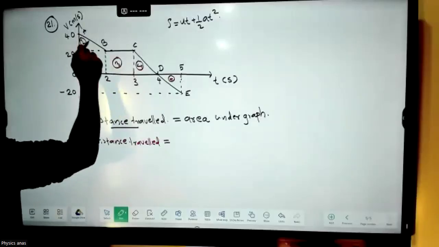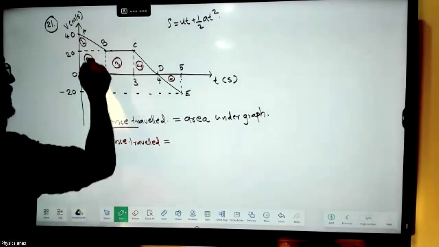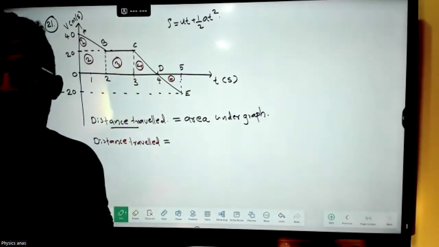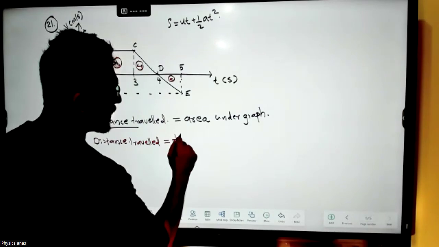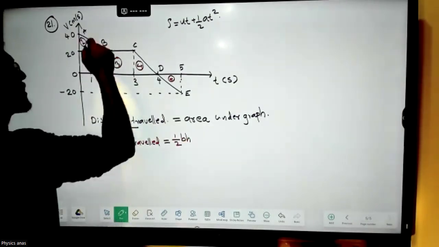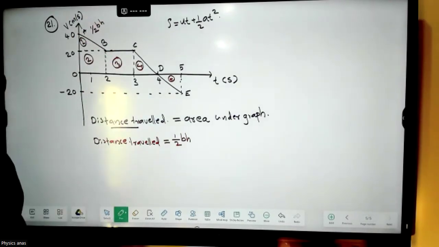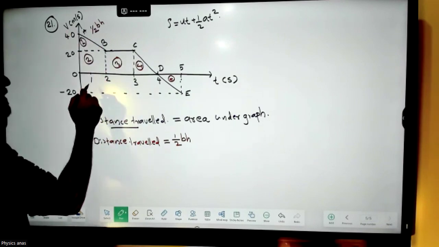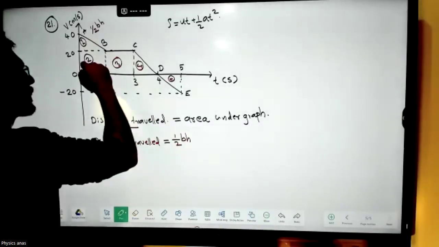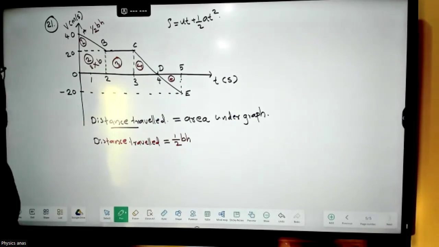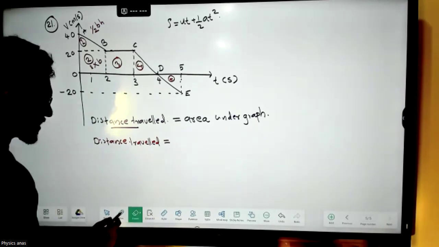Area of this triangle. How can you find the area of this triangle? Area of triangle is half BH. This is a rectangle, and this also is a rectangle. What is the area of a rectangle? Area of rectangle will be length into breadth. So you can find the area of triangle and area of rectangle from here.